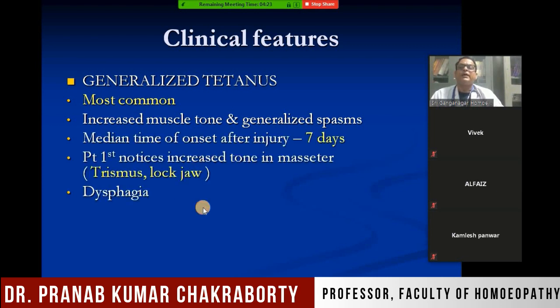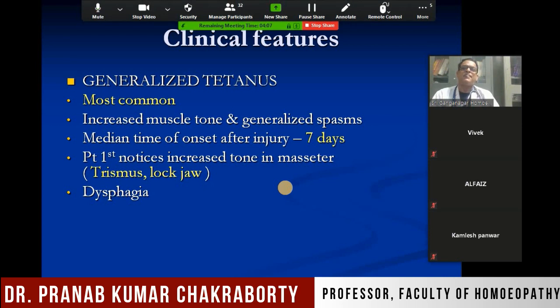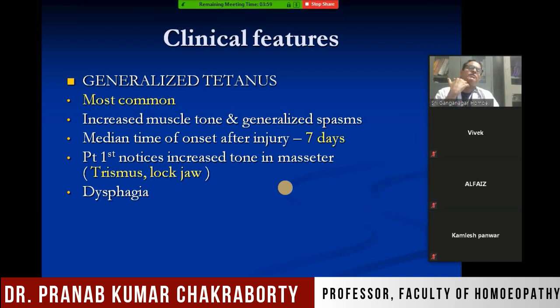So, increased muscle tone and generalized spasm are happening. The median time of onset after getting injury is up to 7 days, and the patient first notices lockjaw. That is how this disease is also known. Another name of the disease is lockjaw disease or trismus. There is increased tone in the masseter muscles, and after that it slowly goes down. That is how it affects the muscles of the pharynx and dysphagia happens.